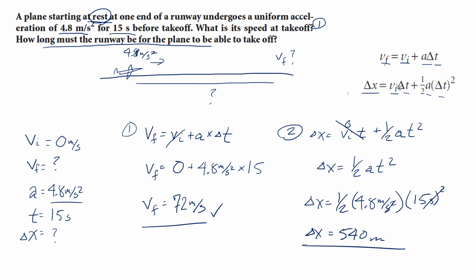That's pretty far. So how did I solve this? Number one, I knew my two equations. Here they are. And then I made a cute little key where I identified my initial velocity, my final velocity, the acceleration, time, and delta x. And then I just plugged in and solved.